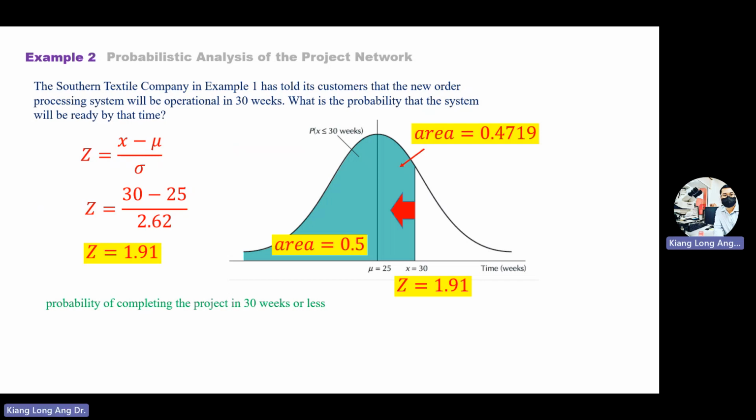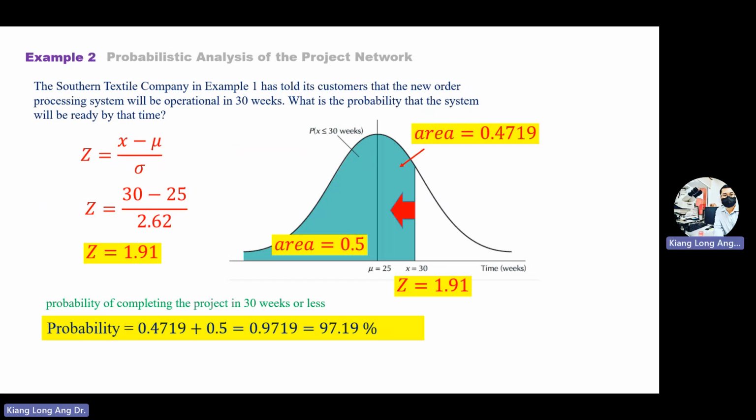Now, before you solve, you already know it's achievable, more than 50%, because from the Rubik's 6 box there, you already know it's 25 days. So 25 days, you promise 30 days, very high chances you can complete the project. I mean, logical thinking, but now you prove it with statistics. Statistics win. So the probability will be 97.19% that you will complete this project within 30 weeks. This is how you solve it. Understand? Okay.